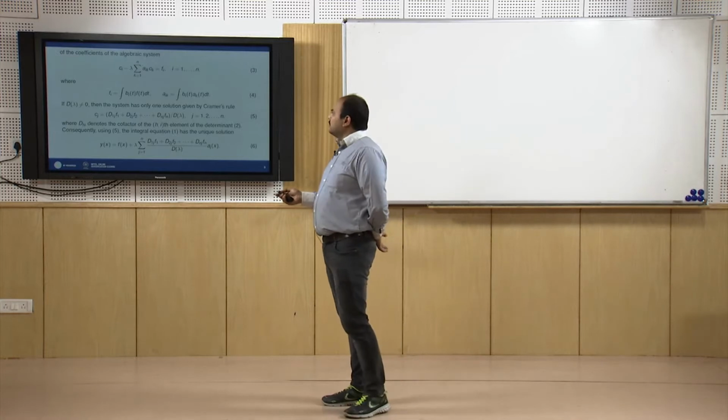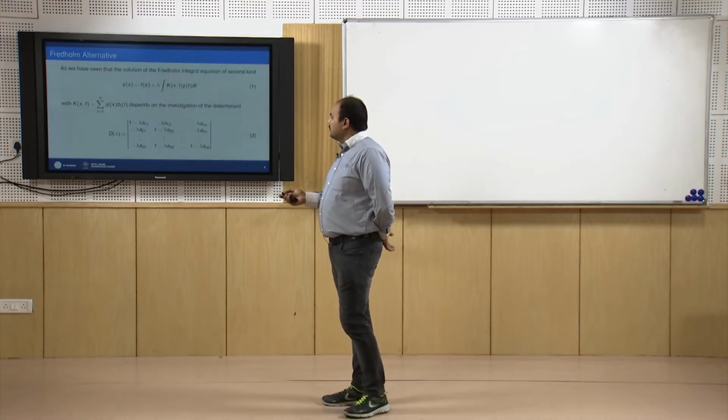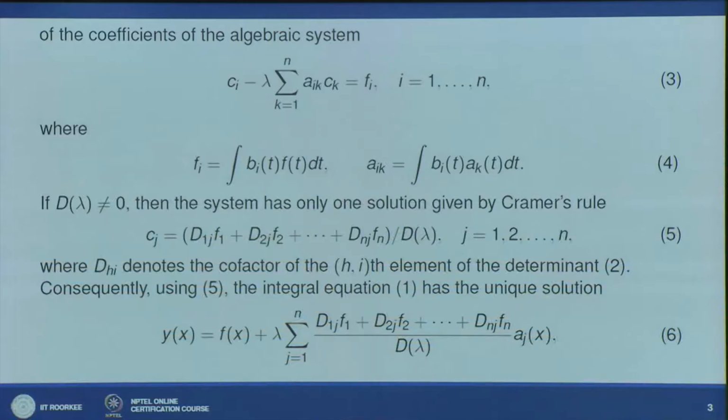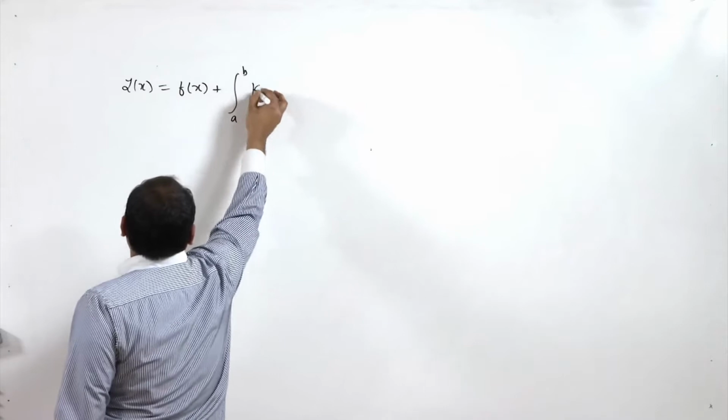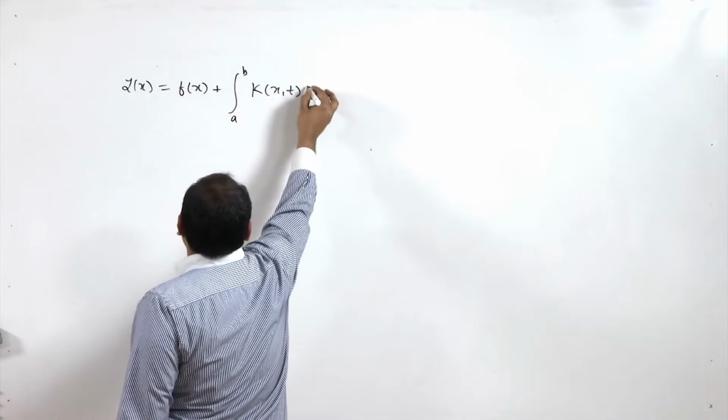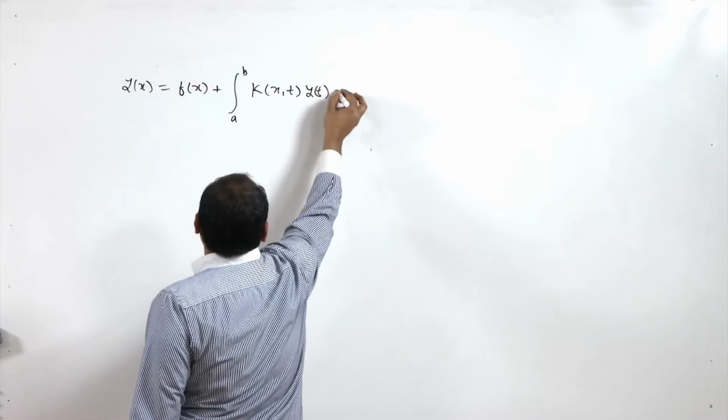Here we know that the coefficient matrix is given in terms of D(lambda), and if D(lambda) is not equal to 0, then we can get the solution like this. Let me write this again with an explanation. Here we have y of x equal to f of x plus the integral from a to b of k of x, t, y of t dt.